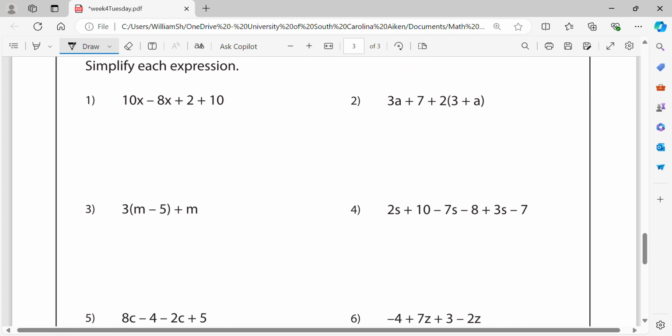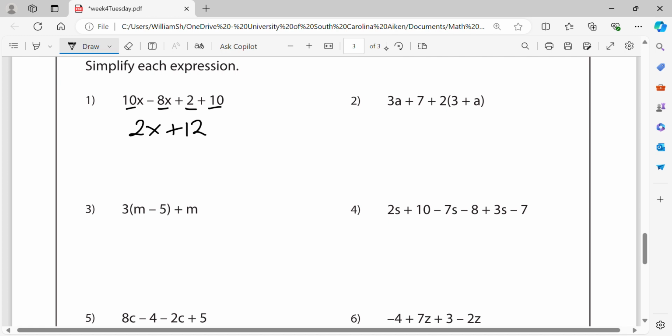Okay, so let's see what we've got. I've got 10x minus 8x plus 2 plus 10. Okay, now I'm going to combine the x terms again. 10x minus 8x is 2x. 2 plus 10 is 12. So I've got 2x plus 12. Simple enough, right? Now what number 2 does is it stops using x and it uses an a.